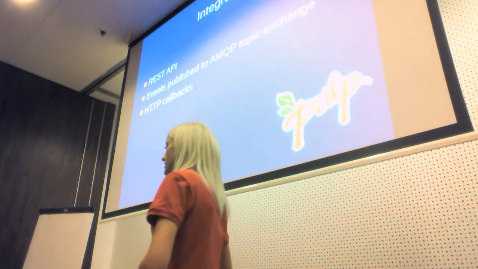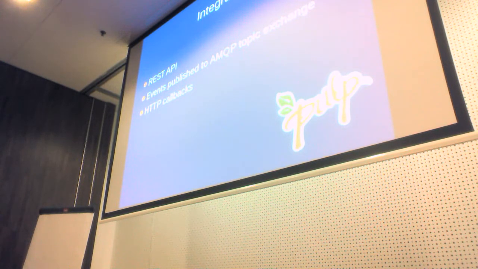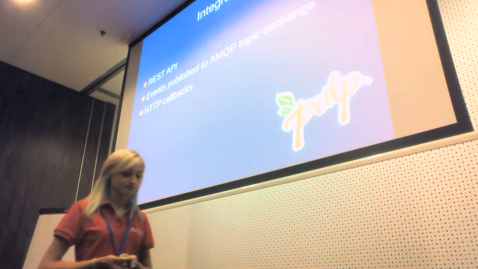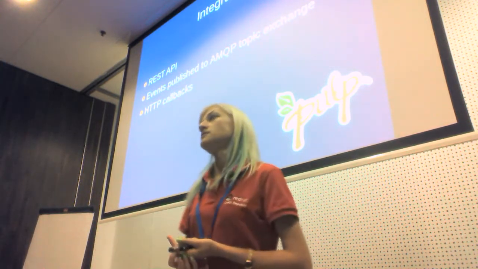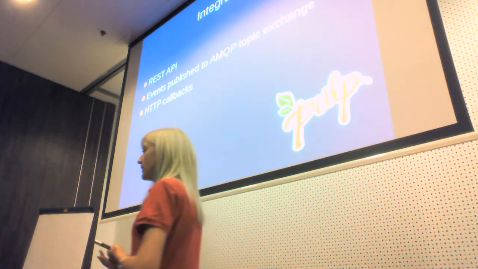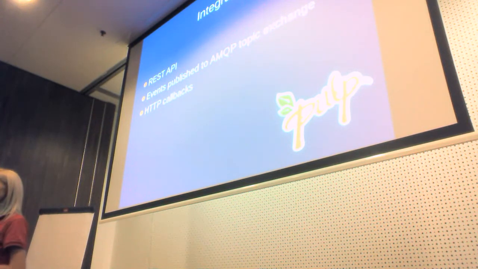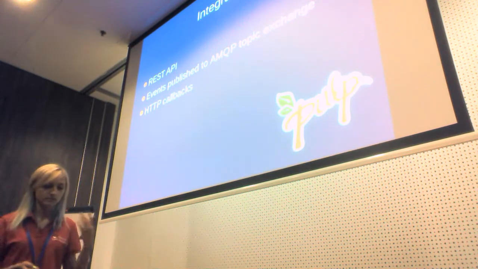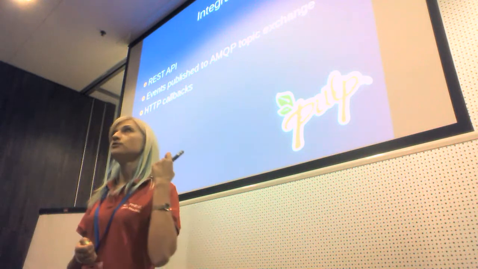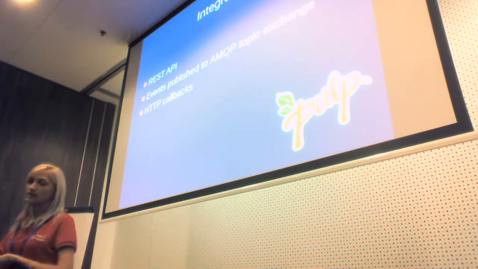Now let's talk about the integration. Pulp was designed to be integrated with build systems and continuous integration testing workflows, using the general REST API. If you want a response, for example, to a successful publish, you can have an event published to an AMQP topic exchange. So you can subscribe to the topic exchange, listen to what's going on, and at some point when it is needed, you can say, I want to kick off a Jenkins job, test something, right?